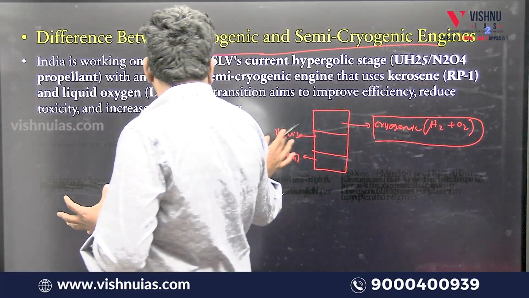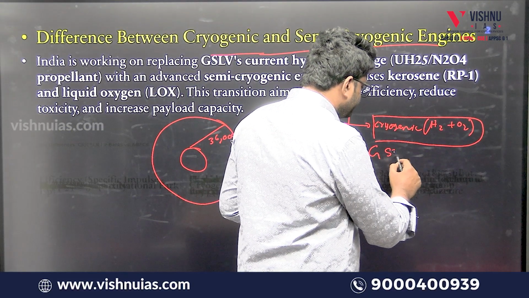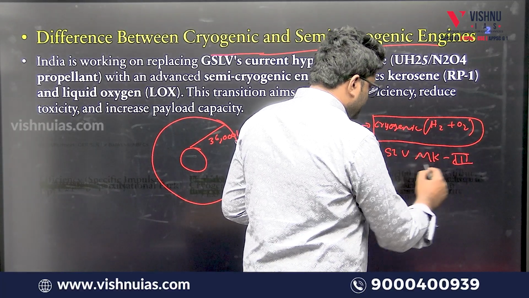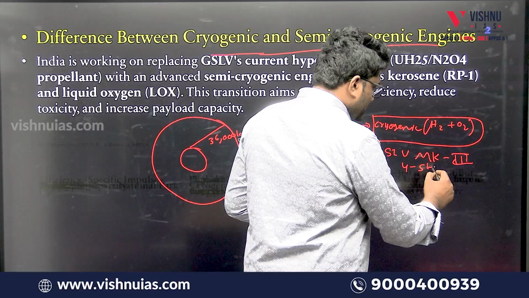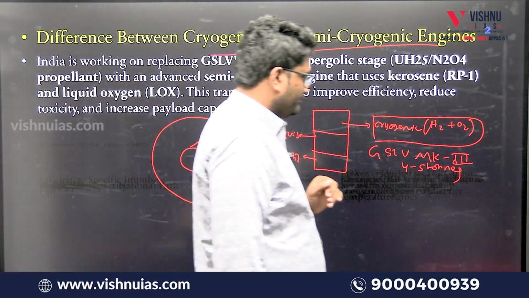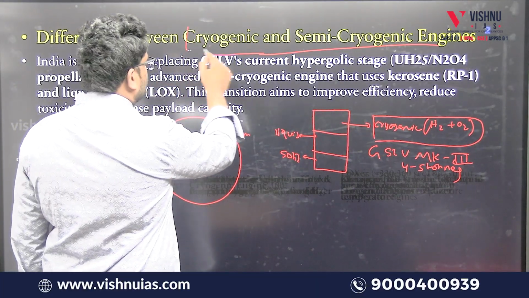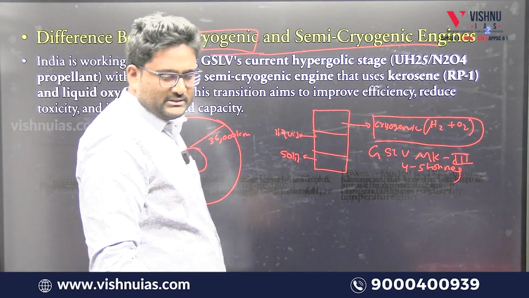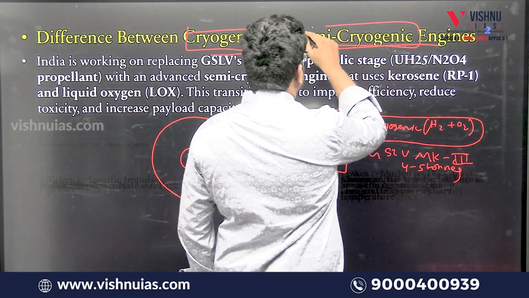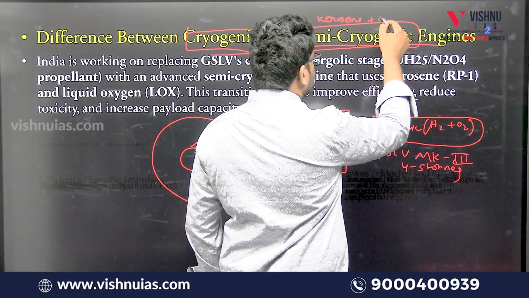Okay. Generally, at present, the configuration of GSLV Mark III is a version. GSLV Mk3 can take up to 4 to 5 tons to GTO, geostationary orbit. Okay, 4 to 5 tons. Now, the difference between cryogenic and semi-cryogenic is that cryogenic uses H2 and O2. That means it uses hydrogen fuel. But semi-cryogenic uses kerosene as a fuel plus oxygen as an oxidizer.